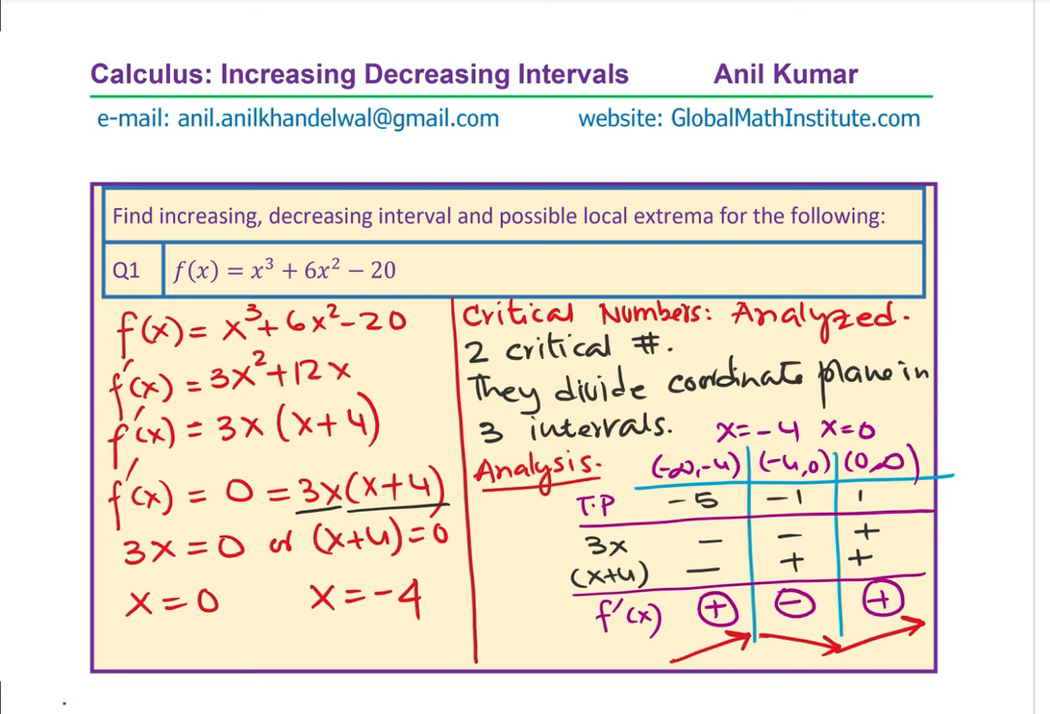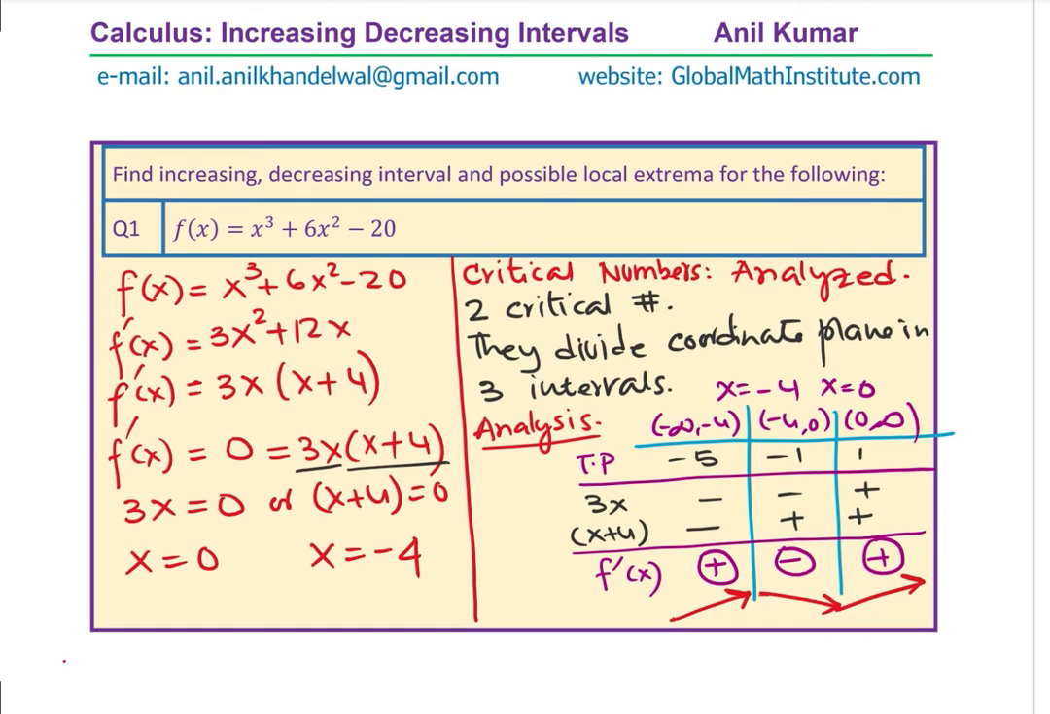Now, can you write down the result? Well, here is the result for you. So what we figure out here is that we have a local maximum here, since it becomes decreasing, so we have a maximum value, right? L for local. And then we have a local minimum value since it changes from decreasing to increasing.